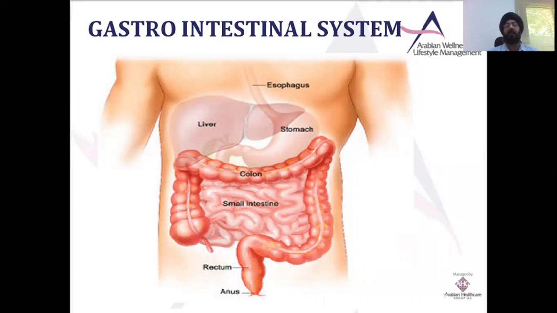Then comes a very important organ, the pancreas, which produces various enzymes like lipase, peptidase, amylase, which are responsible for digesting fat, protein, and carbohydrates. At the distal end of the gastrointestinal tract is the large intestine, which is mainly responsible for absorption of water content from the digested food and storing the fecal matter.